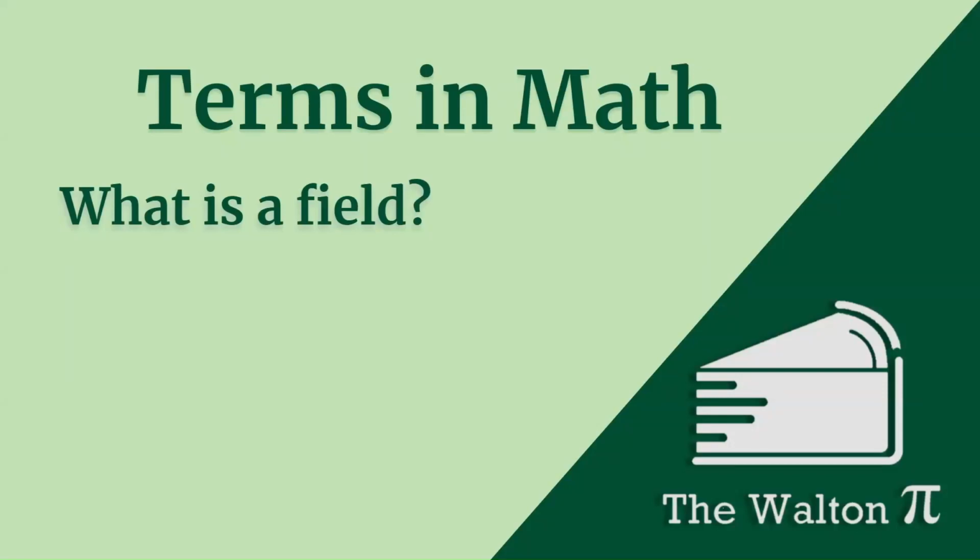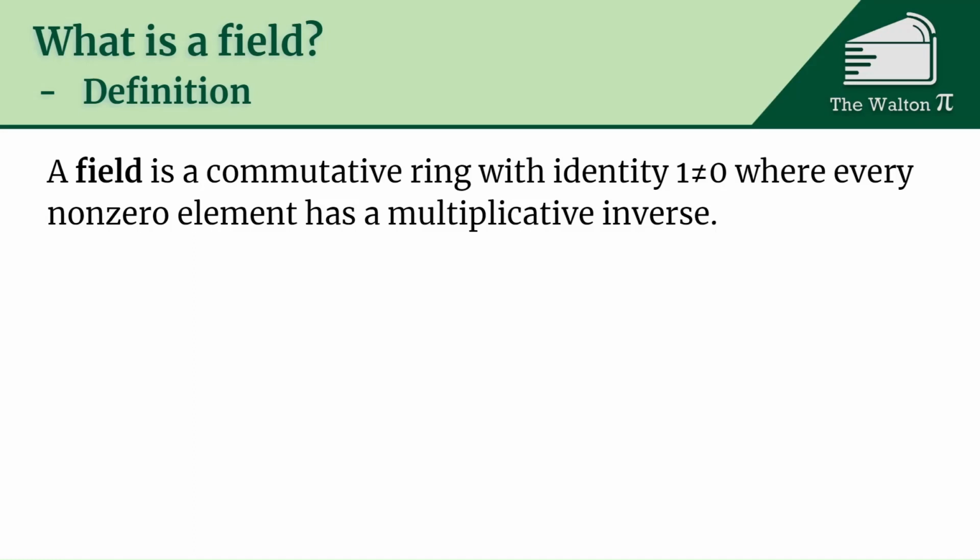Today we're going to be talking about what it means for something to be a field. So the mathematical definition says that a field is a commutative ring with identity not equal to 0, where every non-zero element has a multiplicative inverse. Now, that's a lot of stuff. Let's break it down bit by bit.